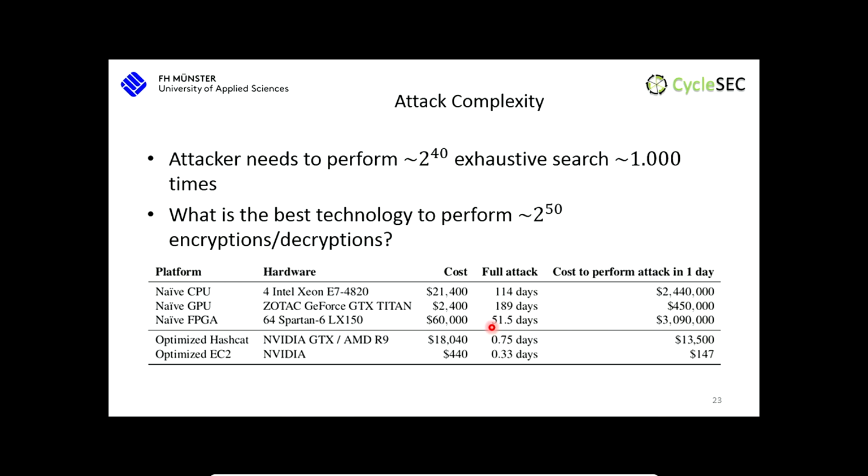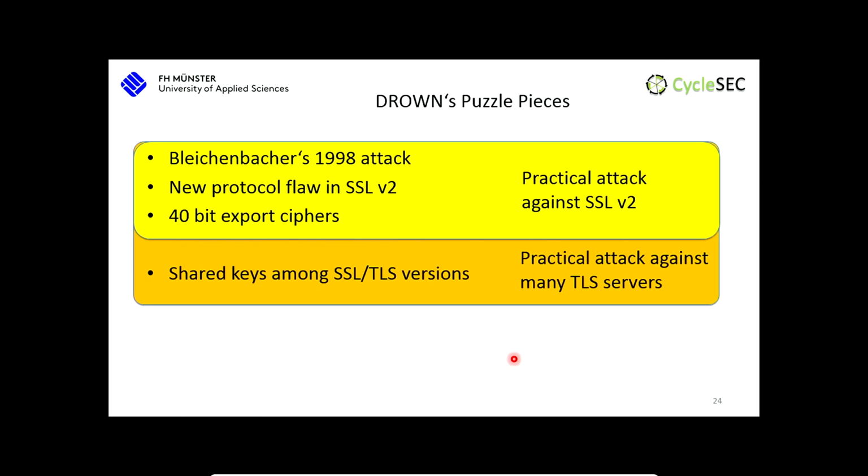Absolutely stunning, right? And so we ported this to Amazon EC2. And found out that for the cost of $440, we could break one TLS connection in 8 hours. Right? So this is a pretty substantial improvement. Okay, cool. So now we have a practical attack against many TLS servers, and this works. This is the Drown attack that works against every SSL version 2 implementation out there.